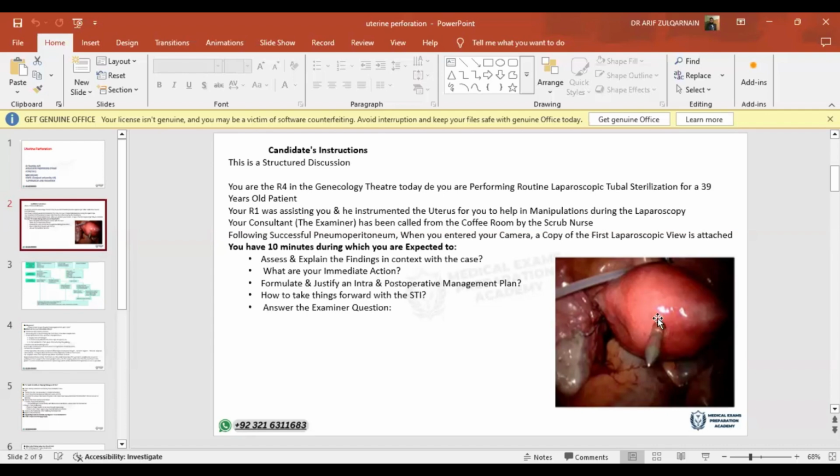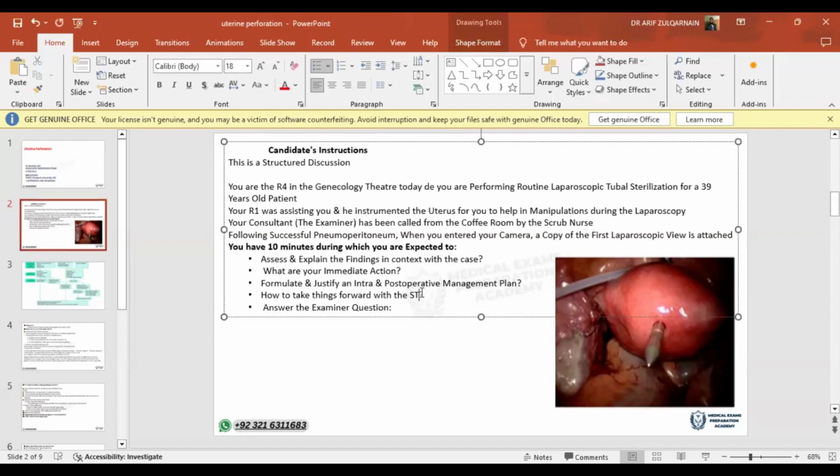So while you enter the camera in the abdomen, you see this view. And your task now is to assess and explain the findings in context with the case. What are your immediate actions? Formulate and justify an intraoperative and post-operative management plan. And how will you take the things forward with your first year resident and answer the examiner question? So this is your task. Okay.